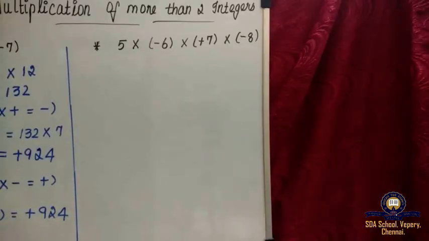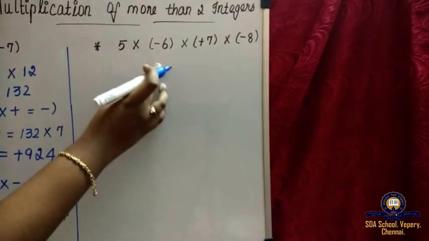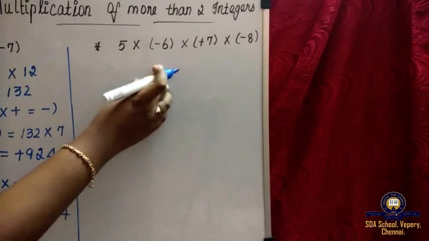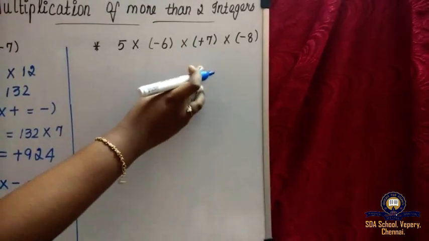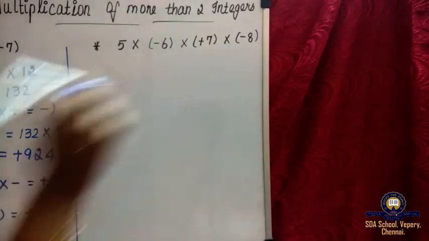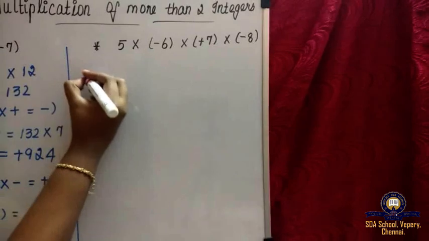Next problem, 5 into minus 6 into plus 7 into minus 8. You have to do this problem in the similar way which we did for the previous problem. First we find the product of the first two integers, then with that product we multiply the third integer, and with that product you multiply the fourth integer. So first we will find the product of the first two integers.